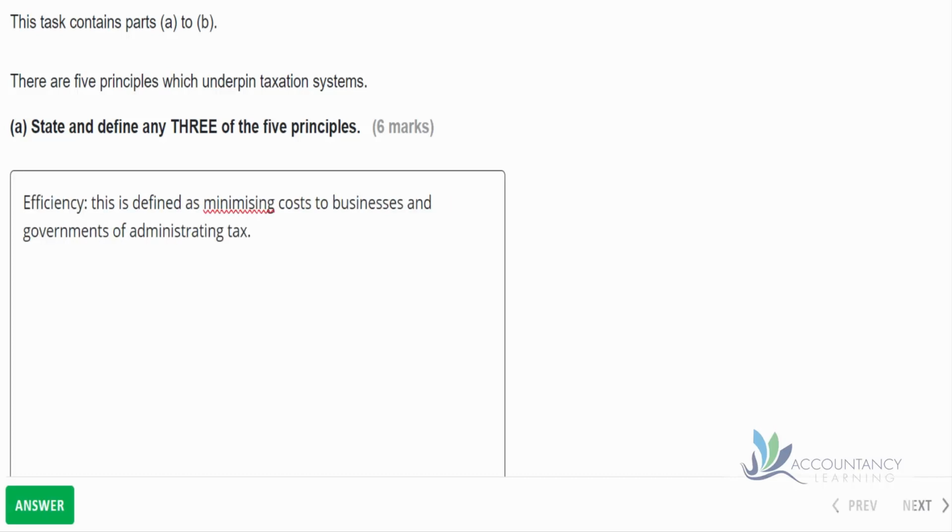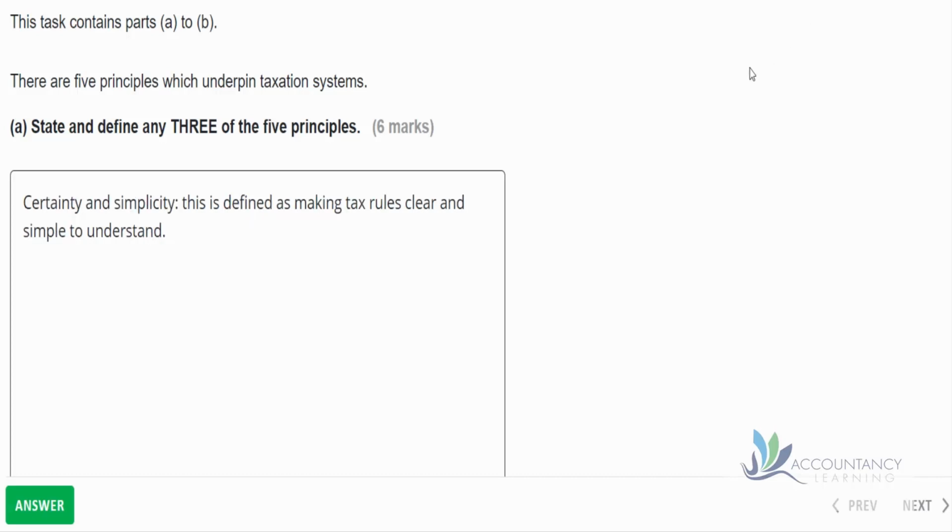The second principle is that of efficiency. So this is minimising cost to businesses and governments of administrating tax. So the tax system is a method for governments to raise money so they can spend it on healthcare and education and so on. But if the process of raising that income is a burden for the government and for the businesses and individuals who are paying tax, then it could be that we're not really going to have a very good system and we're not going to collect money in a very good way. So we want to make sure the tax system is as easy for everybody to use as possible.